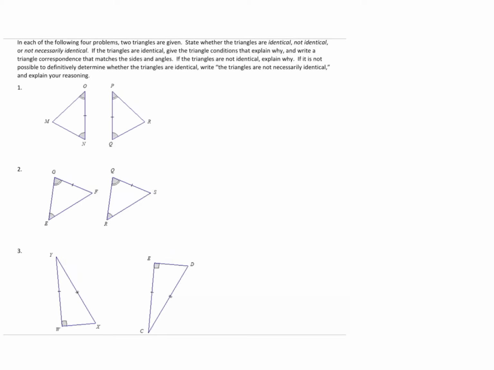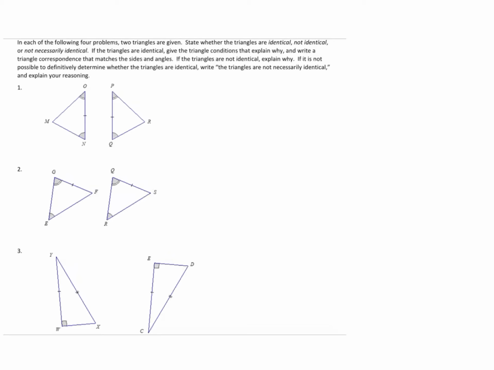In each of the following 4 problems, 2 triangles are given. State whether the triangles are identical, not identical, or not necessarily identical. If the triangles are identical, give the conditions that explain why, and write a triangle correspondence that matches the sides and angles. If they are not identical, explain why.